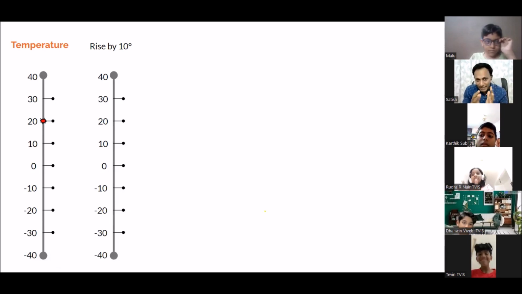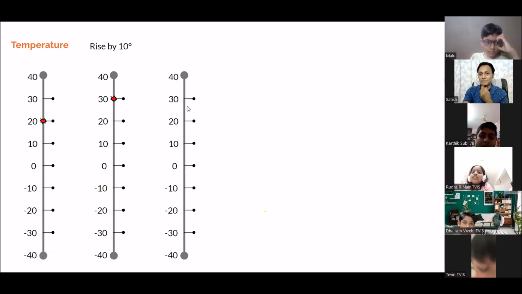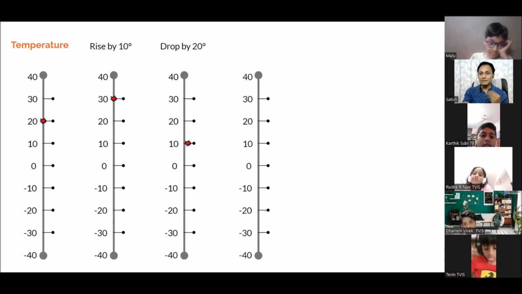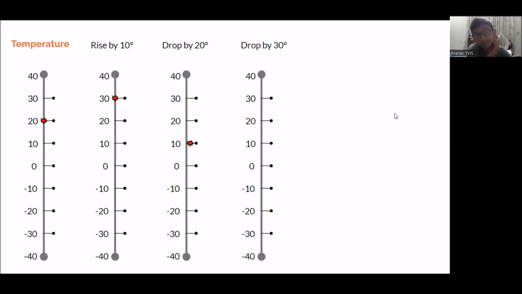So temperature is rising by 10 degrees. What would be the temperature now? 30. Very simple, right? Temperature increases and becomes 30. Now what is happening? The temperature drops by 20 degrees. Midnight, temperature is dropping, heavy rain. From 30, it will drop to 10. Right? 30 minus 20. Now what is happening? Temperature further drops by 30 degrees. Minus 20.